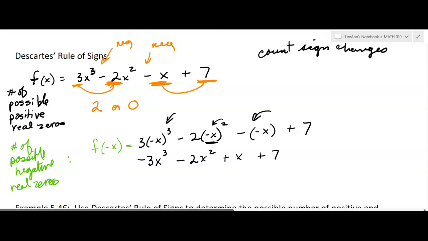Okay, so from now we count the sign changes. We're negative, no sign change. We're negative, but now we're positive, one sign change. And then it's positive, no sign change. So there's one possible negative real zero. In fact, there has to be one, because you can't go 2 less than 1, right? Okay, so there is 1 possible negative real zero, and there's 2, or 0, possible positive real zeros. Okay, and I was only going to have 3 zeros at the most.